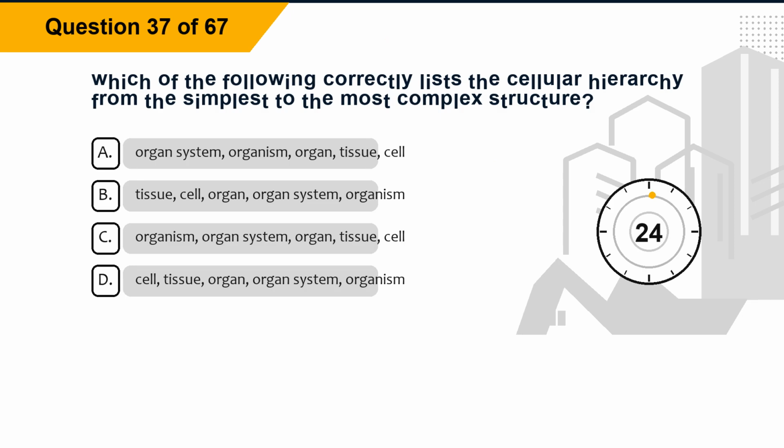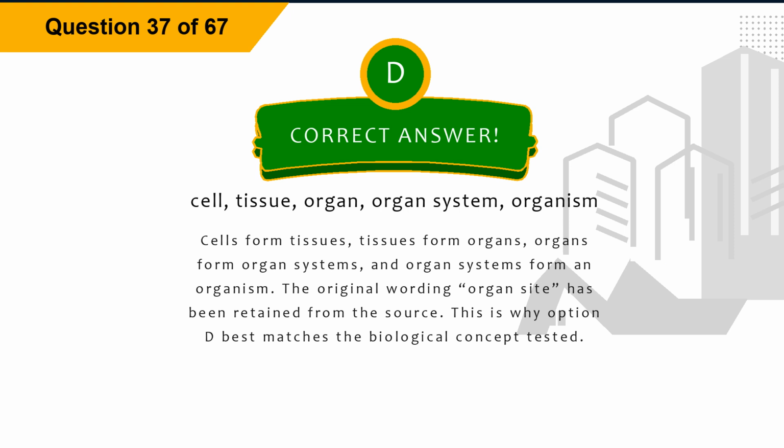Question 37. Which of the following correctly lists the cellular hierarchy from the simplest to the most complex structure? Option A, organ system, organism, organ, tissue, cell. Option B, tissue, cell, organ, organ system, organism. Option C, organism, organ system, organ, tissue, cell. Option D, cell, tissue, organ, organ system, organism. The correct answer is option D, cell, tissue, organ, organ system, organism. Explanation.